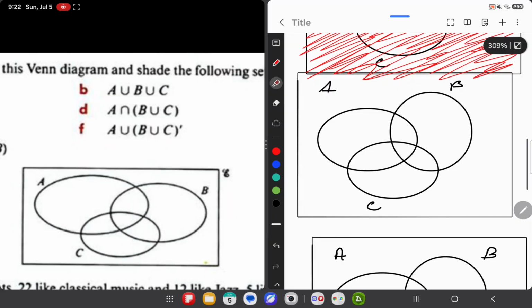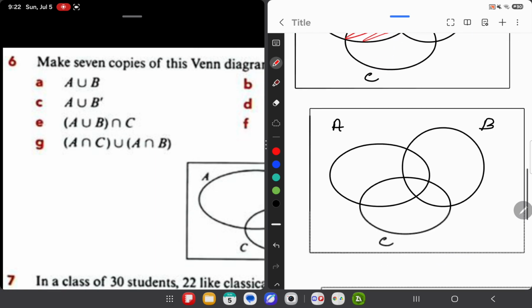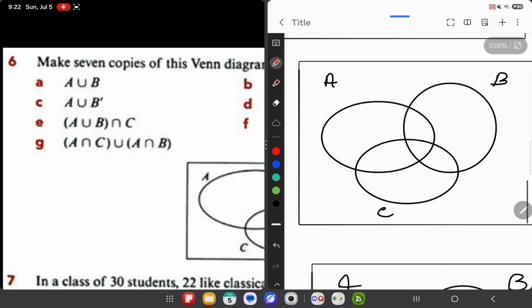Here we want to shade A intersection B union C. B union C is this area, and A is this area. If we shade in their expressions, this shape so far, we have this answer as D. Got it? You don't. Stop time.